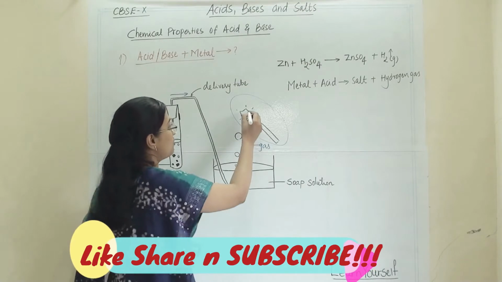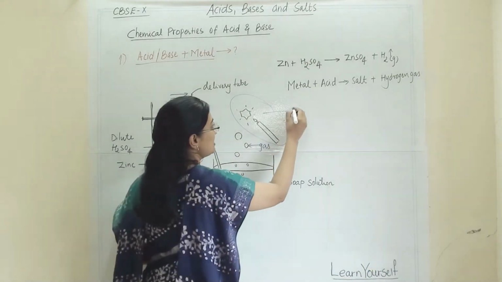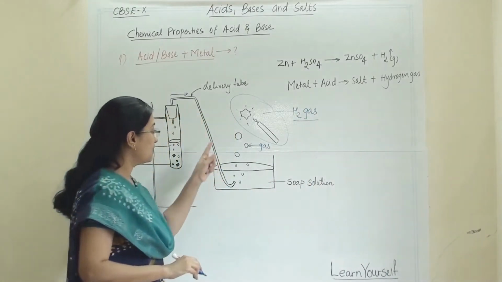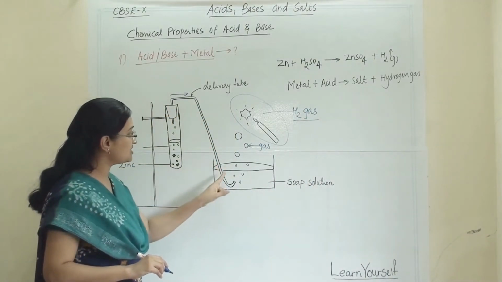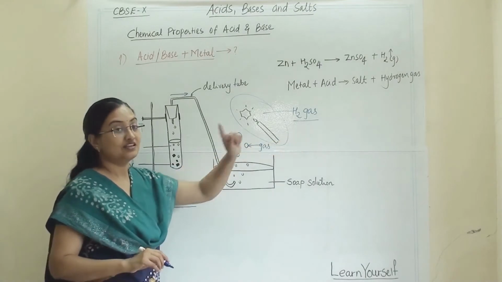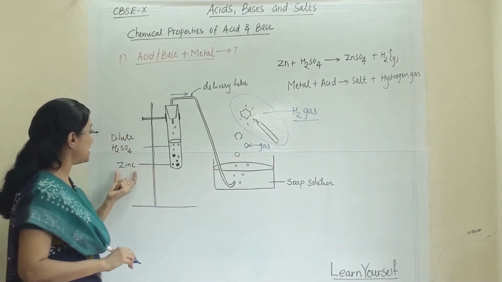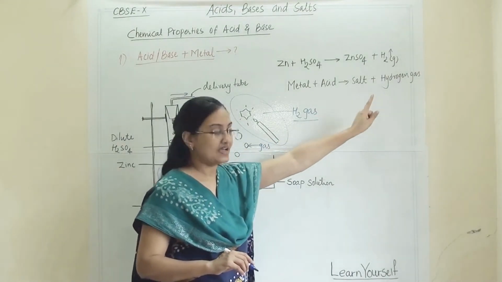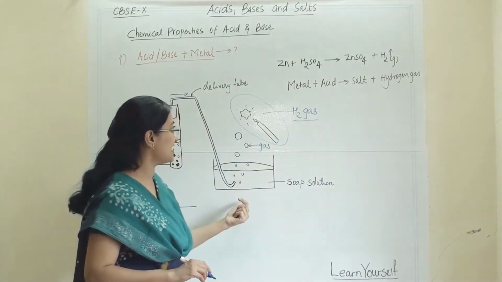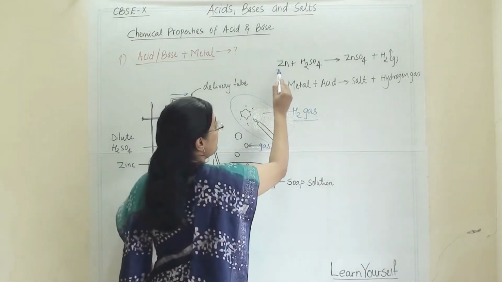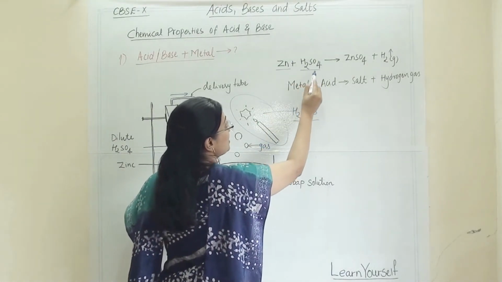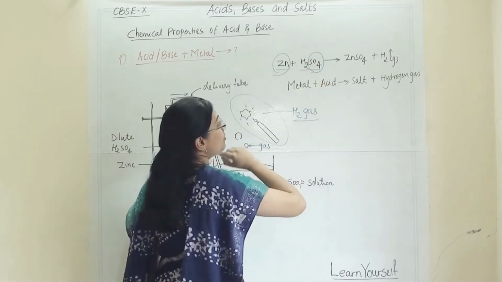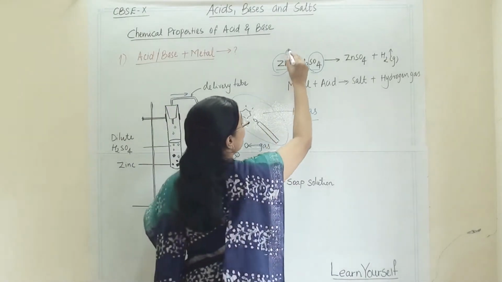This popping sound will suggest to us that the gas evolving is hydrogen gas. Whatever gas is evolving from this is hydrogen gas. That means when metal and acid react, we get hydrogen gas. So this is the reaction for this experiment: when a metal reacts with an acid, the metal will react with the negative element of that acid and they will form a salt.